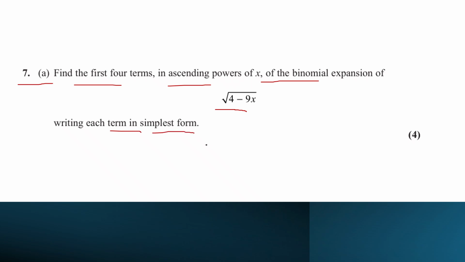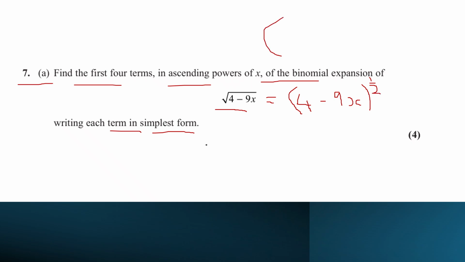So step 1, write it in exponential form. The square root is a power of a half, so this will be 4 minus 9x all raised to the power of a half. Because in mathematics, guys, the square root is the same as writing the term or number to the power of a half. Okay, now what's next?